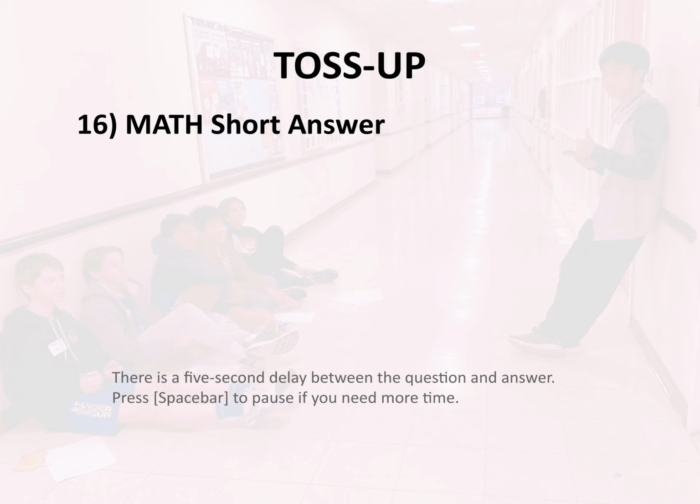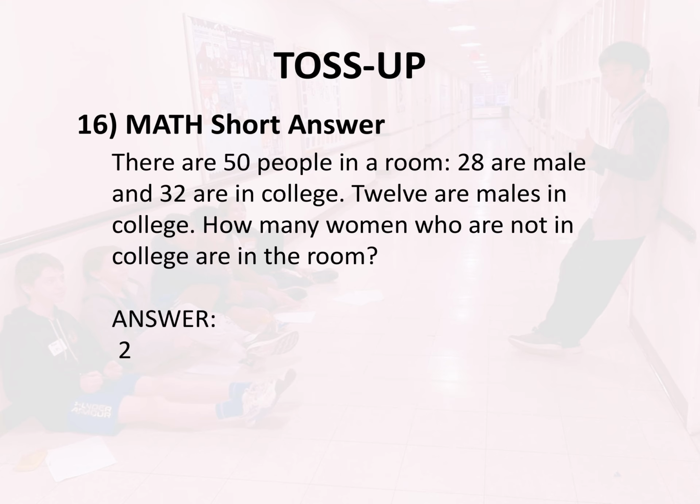Toss-up 16. Math. Short answer. There are 50 people in a room, 28 are male and 32 are in college. 12 are males in college. How many women who are not in college are in the room? Answer, 2.